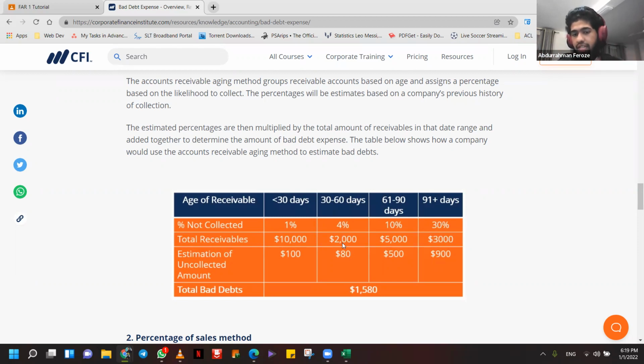And then it increases as time goes by. So if you look at over here, for this customer, it has been 91 plus days since he has not paid the owed amount. So the company estimates that he will not pay at least 30% of it. So this is one method of estimating what amount your customer will not pay you. The longer they have not paid you what they owe, the greater the possibility of the bad debt expense, and the higher the allowance to make.